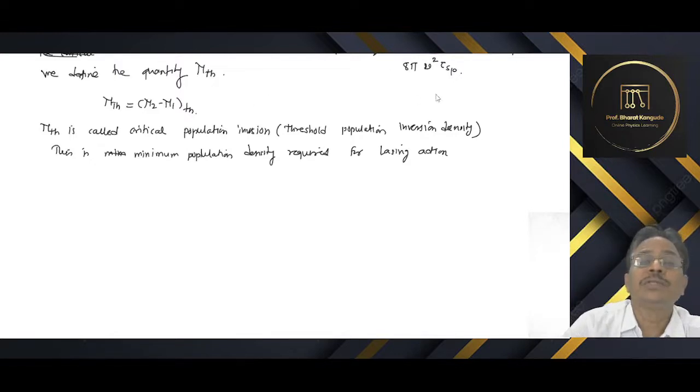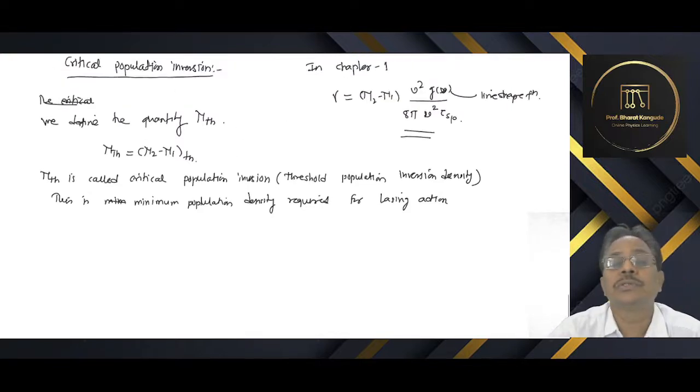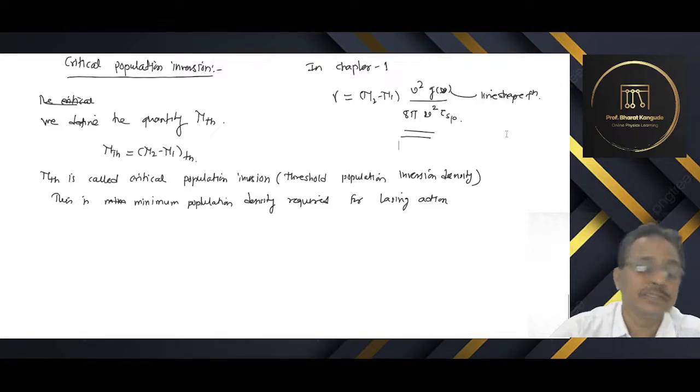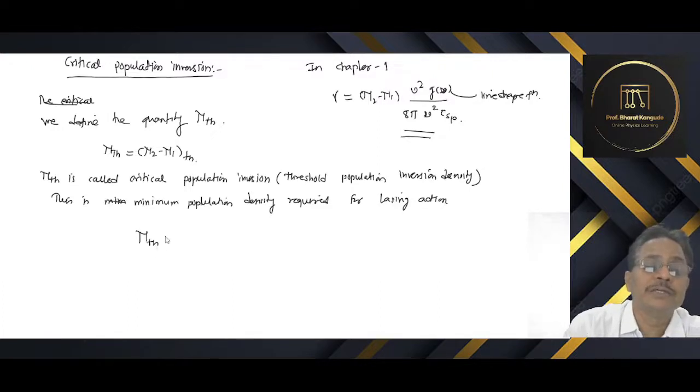And here, using this equation which we have written, I can write. Now look here, in the above equation there is n2 minus n1. So this factor n2 minus n1 can be written here, and therefore I can write gamma threshold is equal to n2 minus n1 threshold, and this remaining factor is as it is. Therefore, n2 minus n1 threshold is equal to nth according to this relationship.